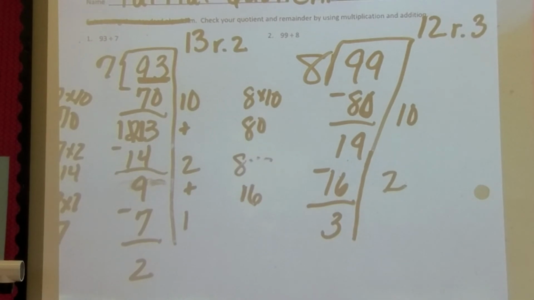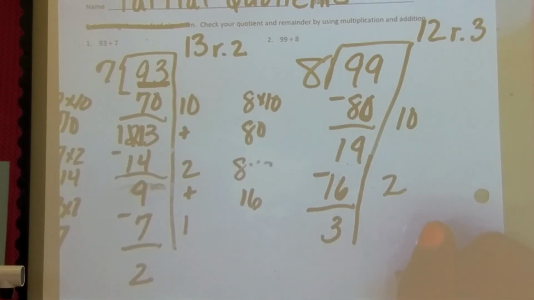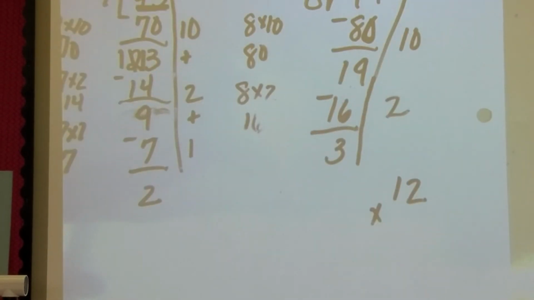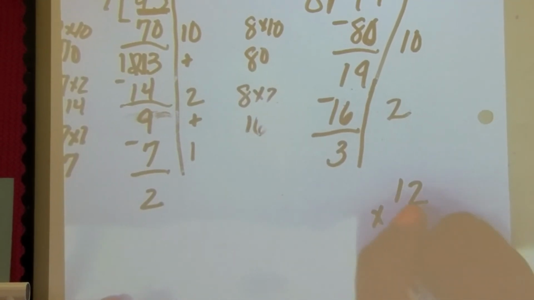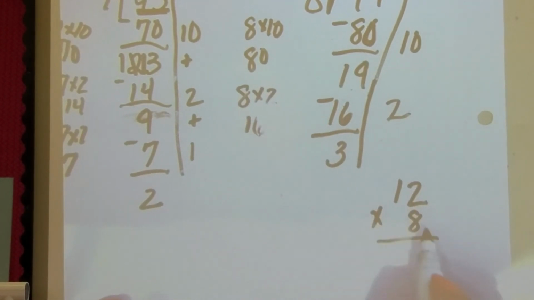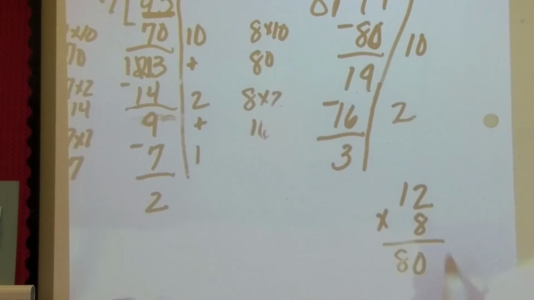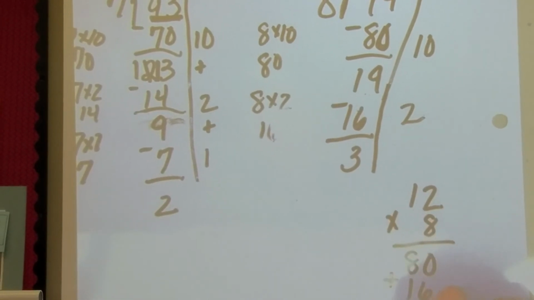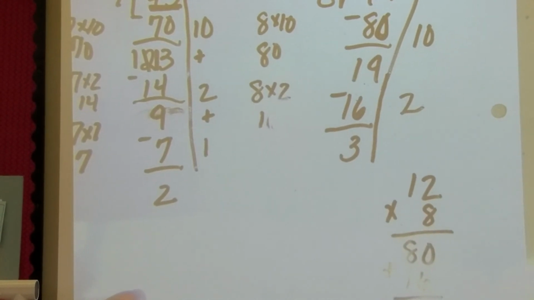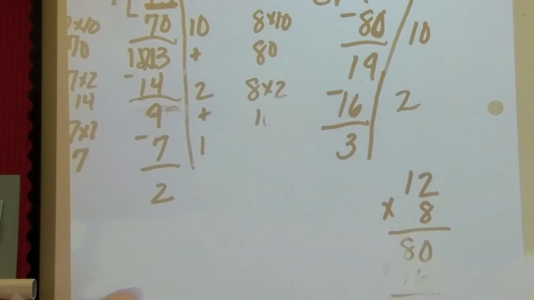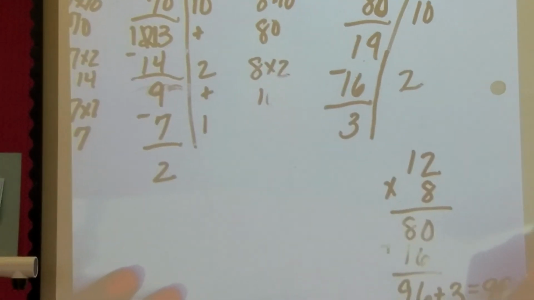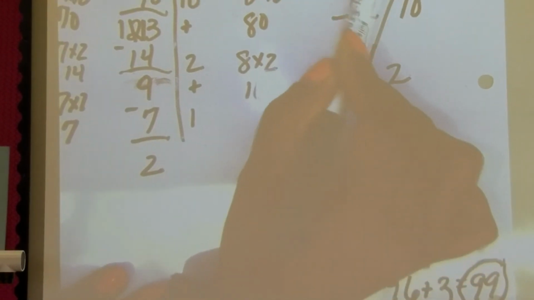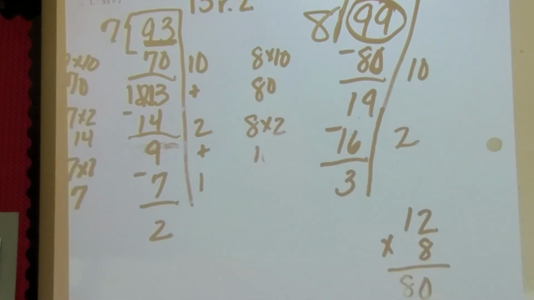And now to check our work, we take the quotient, 12, times the divisor, 8, and multiply that. So 10 times 8 is 80. 2 times 8 is 16. And we add that together, we get 96. Plus our remainder of 3, and our answer is 99. And since this is the same as my dividend, I know my answer is correct.